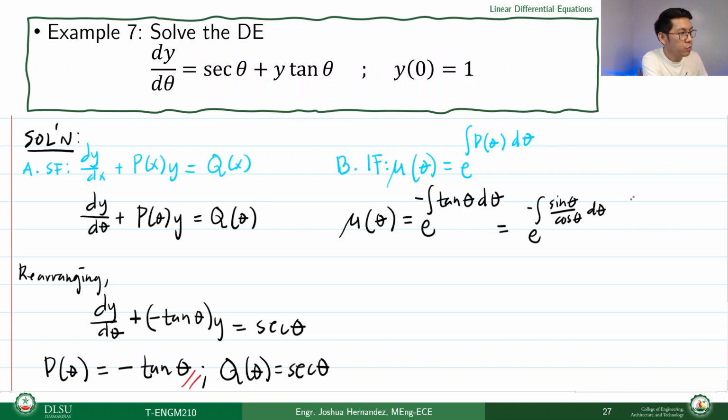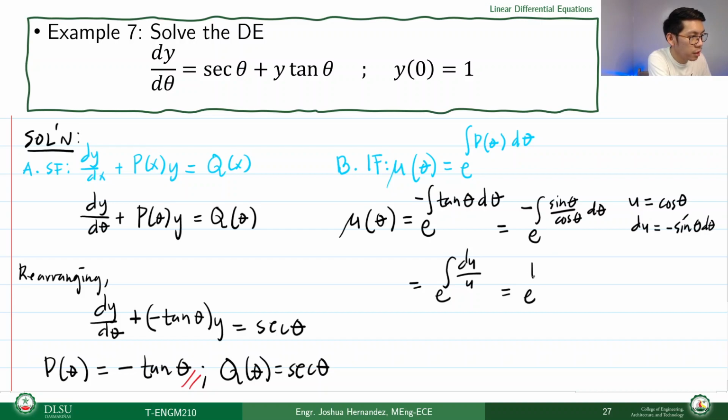We can actually let u be equal to cosine theta, right? And du equal to the derivative of cosine, which is obviously negative sine theta d theta. So we'll have an equivalent expression of e raised to, this negative becomes positive because of the insertion factor that is also negative, so we'll have the integral of du over u. And we know that the integral of du over u is ln u. So e raised to ln u, but u is equal to cosine theta.